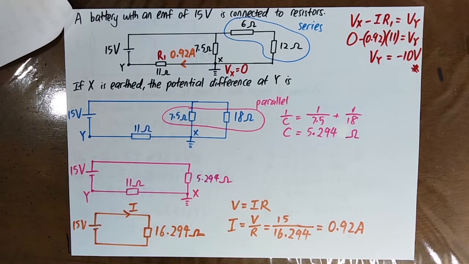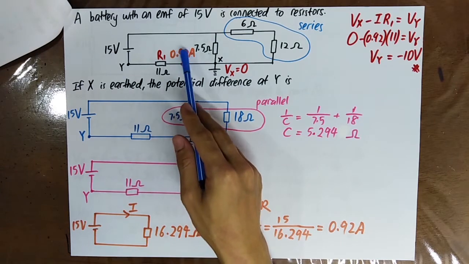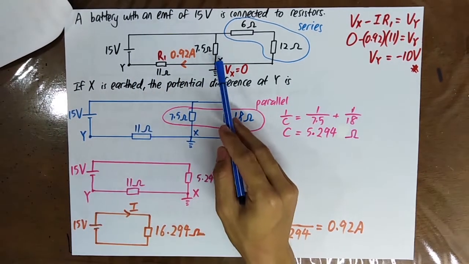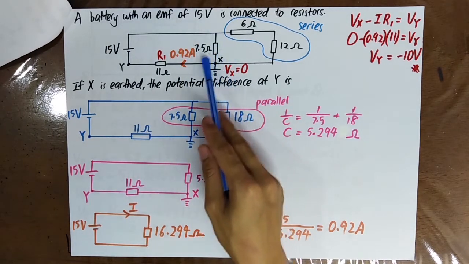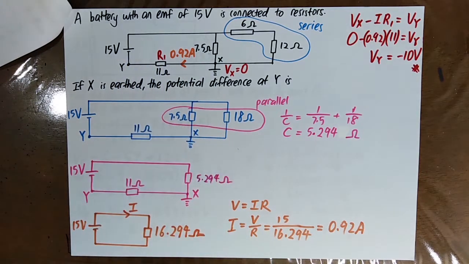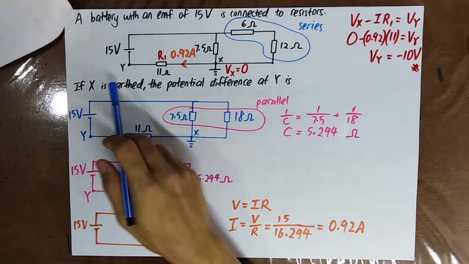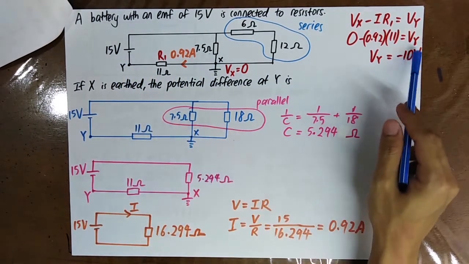The current that flows through here is 0.92 ampere. And then you know that Vx minus 0.92 times 11 equal to Vy, because the current will flow from a region of higher electric potential to a region of lower electric potential. So the answer for the potential at point Y is negative 10 volt.